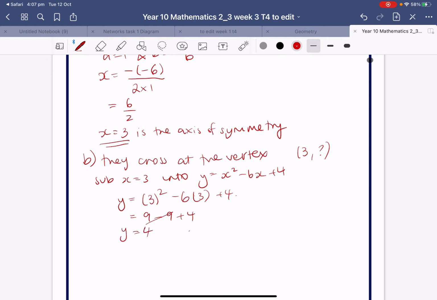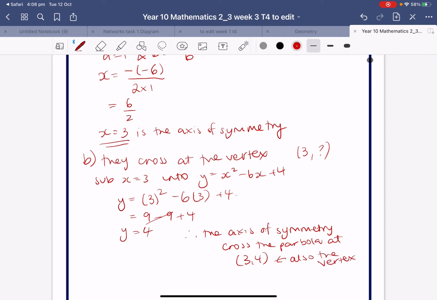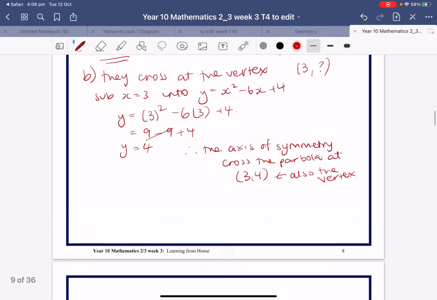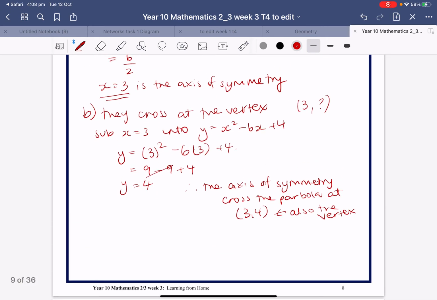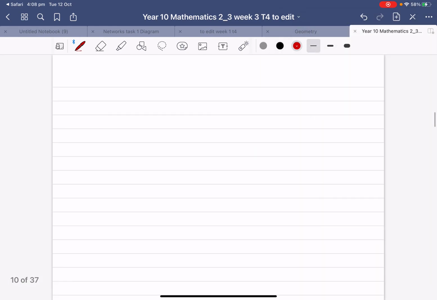Okay, so therefore the axis of symmetry crosses the parabola at the point 3, 4. This is also the vertex. So the vertex and the axis of symmetry always have that in common. Okay, now part C, I'm going to add another page.